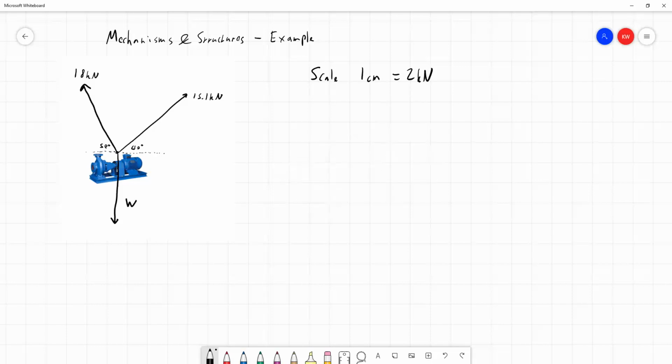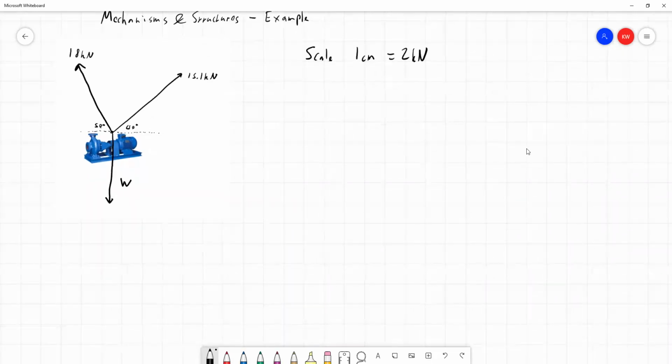In a problem where we know two of the forces and one's unknown, we can choose either force to begin with. We'll always begin by drawing the two forces we know, but we can draw them in either order. So I could start off by drawing the 15.1 kilonewton force or the 18 kilonewton force. Both starting points will lead to the same solution for the problem. So there's no wrong way to begin if you pick one of those two. So for no particular reason, I'm going to pick the 15.1 kilonewton force.